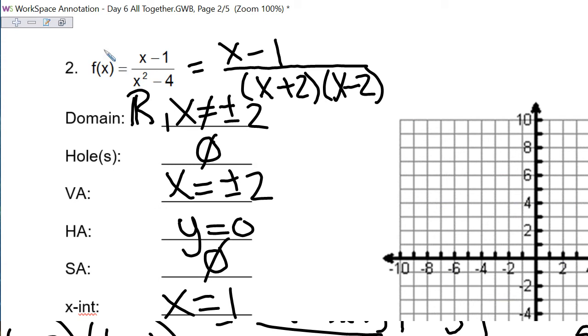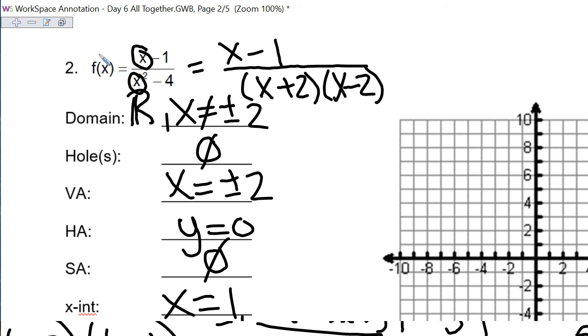And for the y-intercept, how do you find it? Plug in 0 for x, so put a 0 here and a 0 here. That gives us negative 1 over negative 4, which is equal to positive 1/4. After you've answered all those questions, the next step is to plot the asymptotes. You get the y-intercept by putting in a 0 for x.